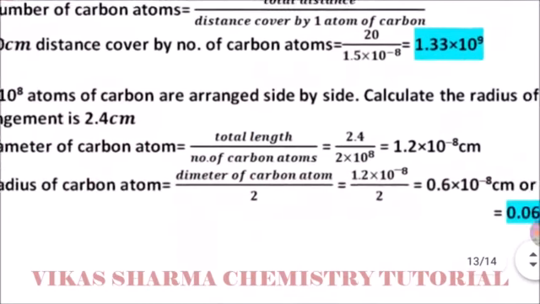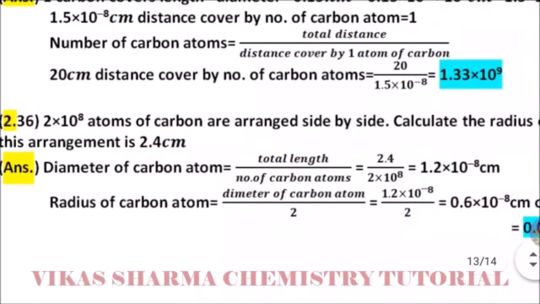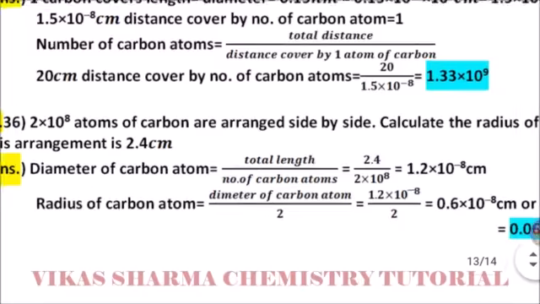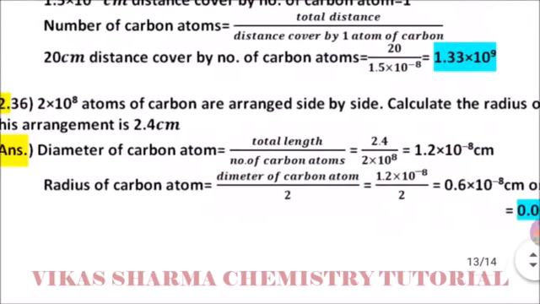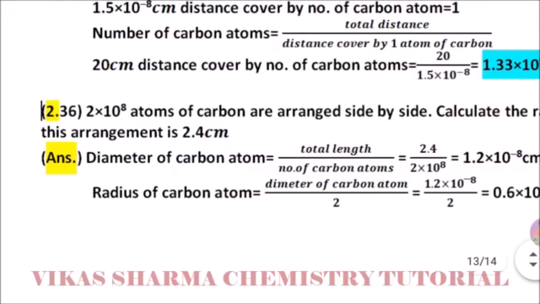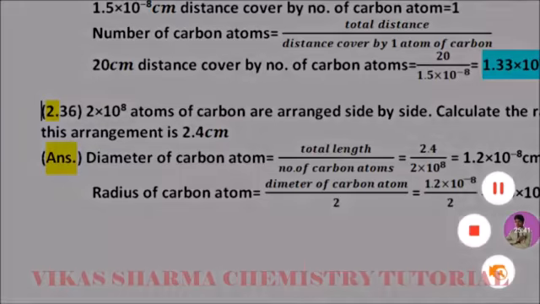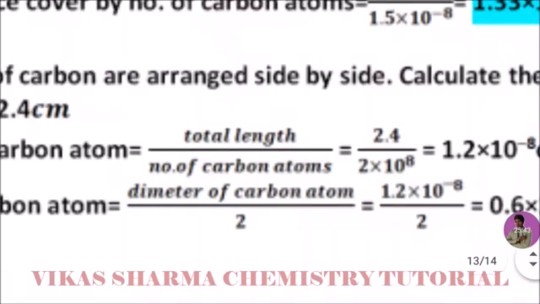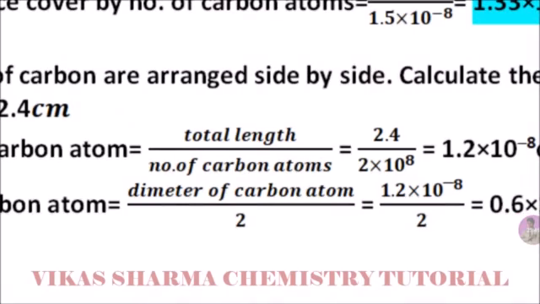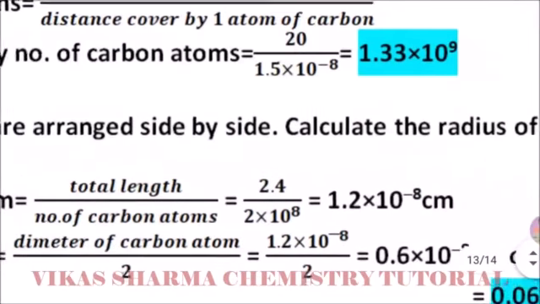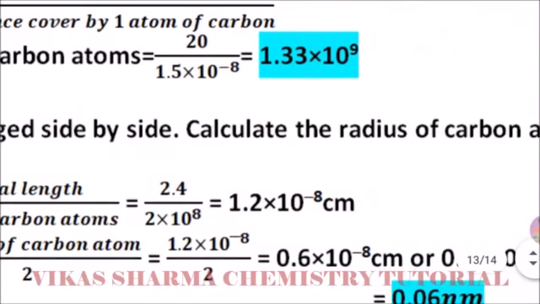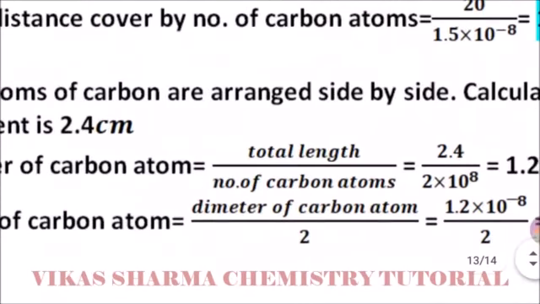Next question 2.36. 2 into 10 to the power 8 atoms of carbon are arranged side by side. Calculate the radius of a carbon atom. The length of this arrangement is 2.4 centimeters. So student, the diameter of a carbon atom is equal to the total length 2.4 divided by 2 into 10 to the power 8, the number of carbon atoms given in the numerical. So it is equal to 1.2 into 10 to the power minus 8 centimeters.